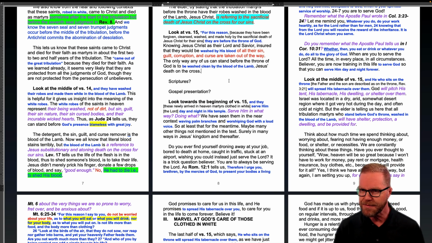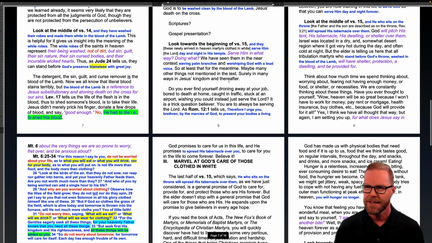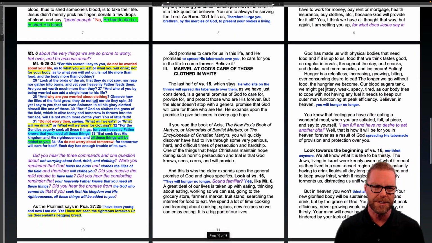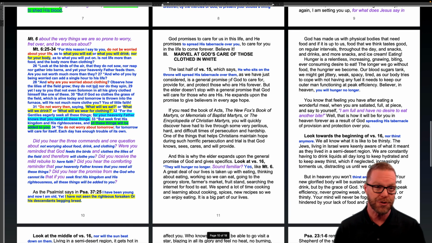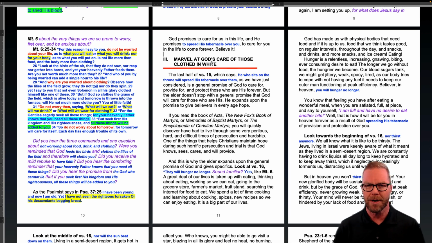So I do verse 15. I go through phrase by phrase. I build it up. I do a few word studies. I talk about different ways that God spreads his tabernacle, how he cares for us. And then I go through this section here where I marvel at God's care. And these are all the phrases that talk about the specifics of what God spreading his tabernacle over us means.